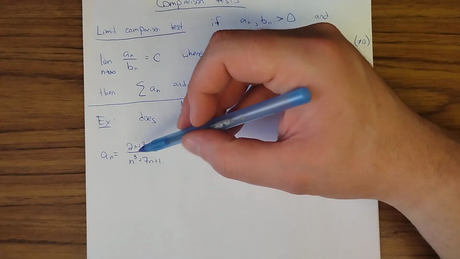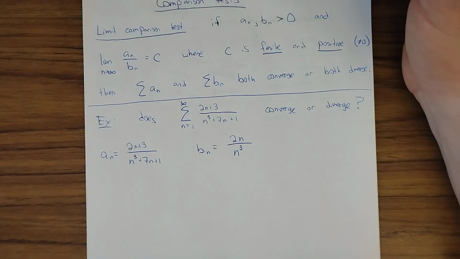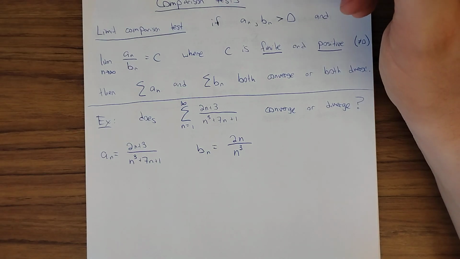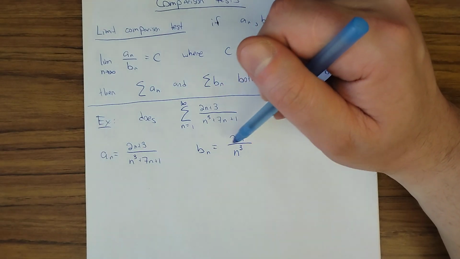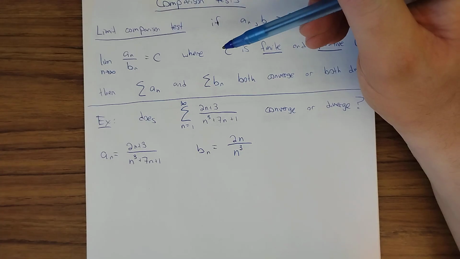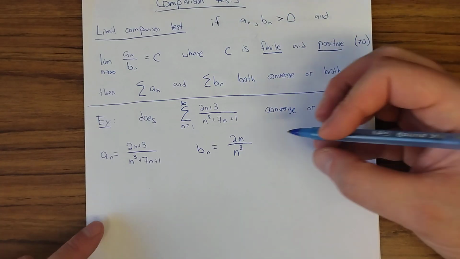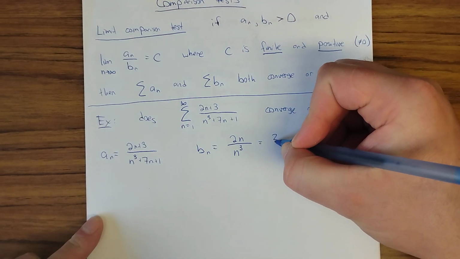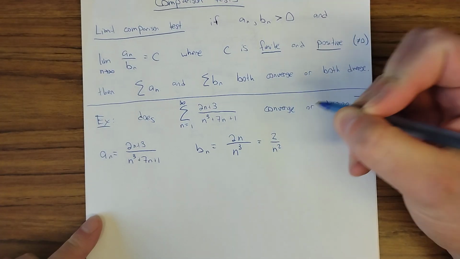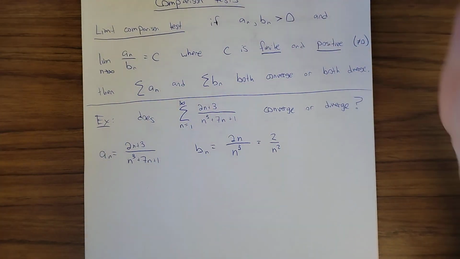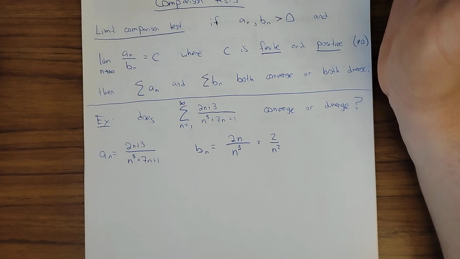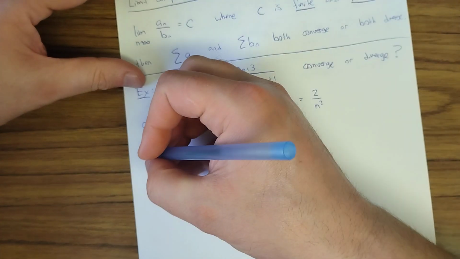This is a good strategy if you're dealing with a polynomial over another polynomial. Just keep the leading terms. Your b sub n should be a lot simpler than your a sub n. In fact, we can even simplify this: 2 over n squared. Okay, so that's my strategy for picking a b sub n.